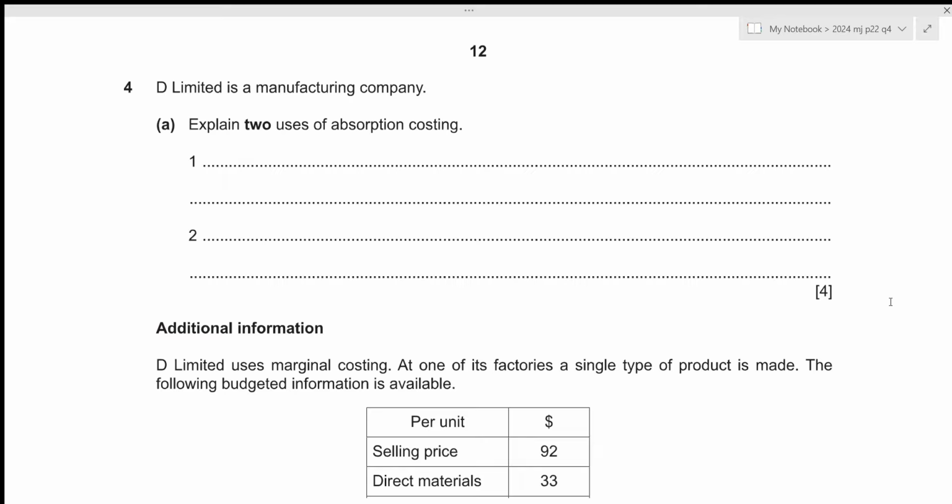Since question number 4 is of 30 marks, ideally you should be spending about 35 minutes in order to solve this question. And in this video as well, we'll be attempting to solve this question within 35 minutes. So without any further delay, let's get started.